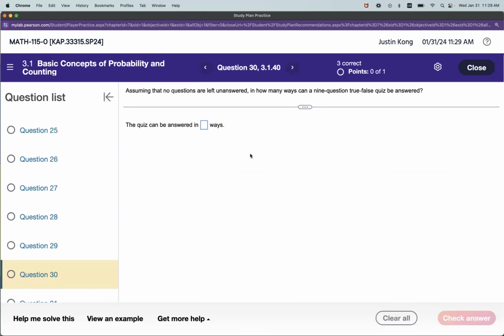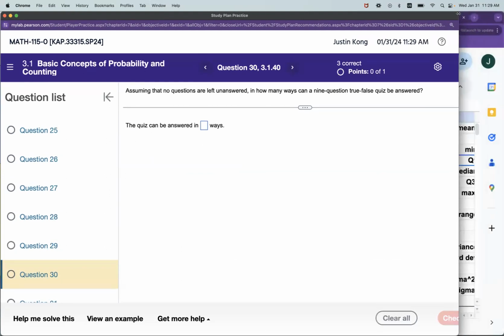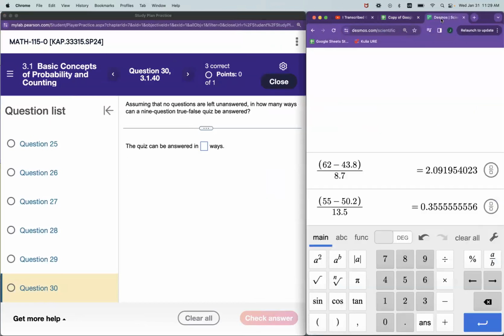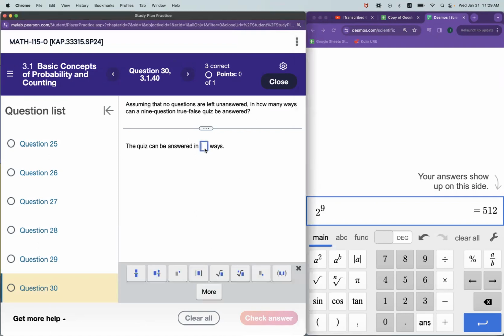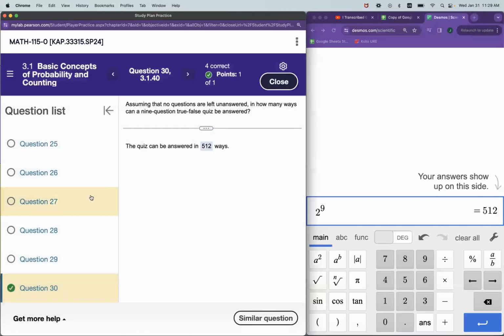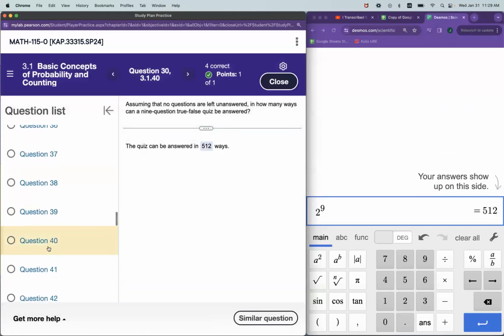Assuming no questions are left unanswered, how many ways can a 9 question true or false test be answered? Okay, so true or false means 2 possibilities. There's 9 questions, so each has 2 possibilities, 9 times. So it's basically 2 times 2 times 2, 9 times. But I don't want to write that out. Shorthand is just 2 to the 9th power, which is 512. Okay. That's a fundamental counting principle question.